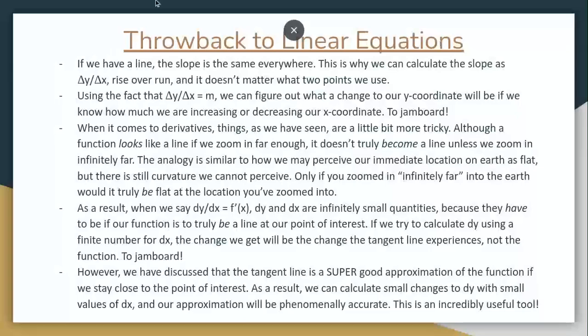Okay. So let's review what this slide says, and it's kind of what I said before. When it comes to derivatives, things as we have seen are a little bit more tricky. Although a function looks like a line if we zoom in far enough, it doesn't truly become a line unless we zoom in infinitely far. This analogy is similar to how we may perceive our immediate location on Earth as flat, but there's still curvature we cannot perceive. Only if you zoomed infinitely far into the Earth would it be truly flat at the location you zoomed into. This is the analogy Henry and I came up with before.